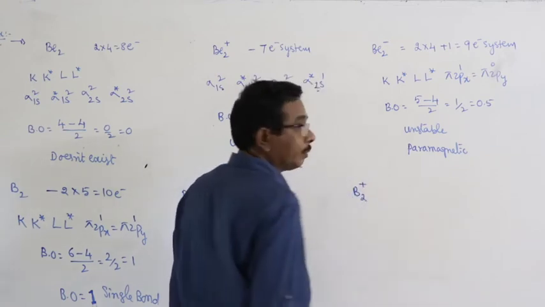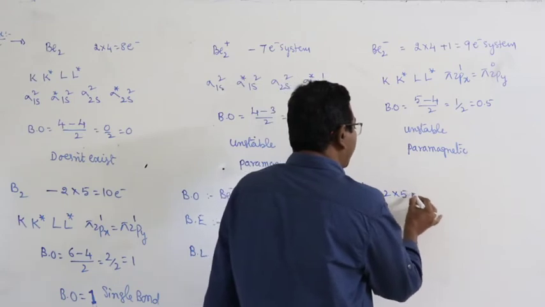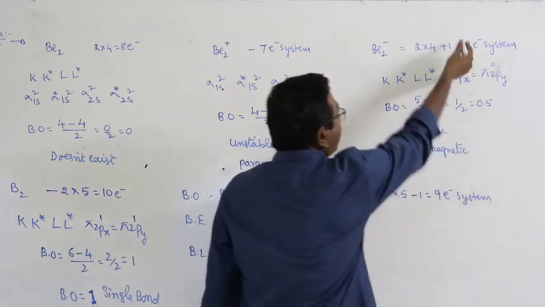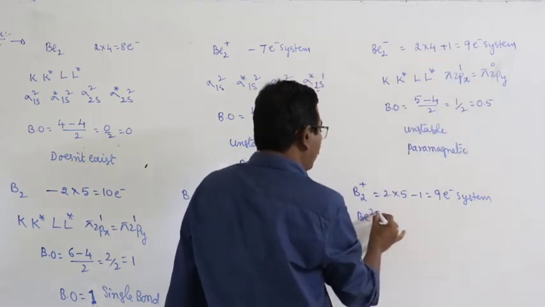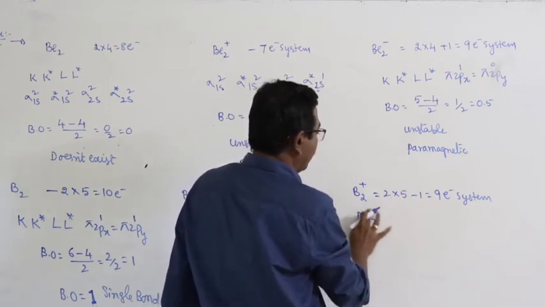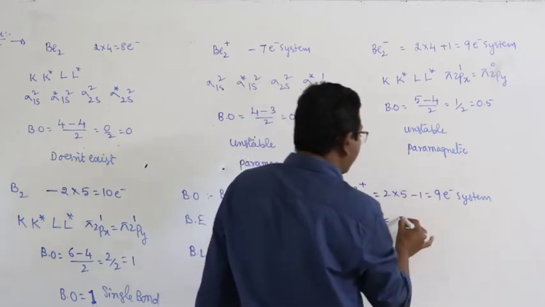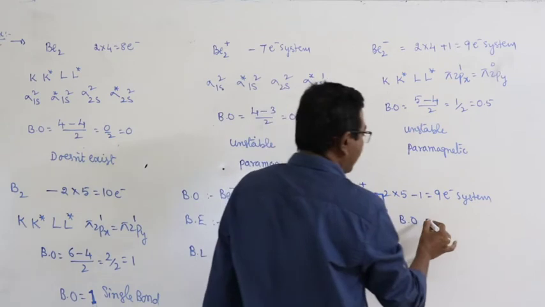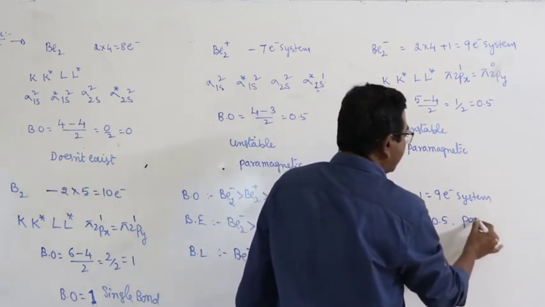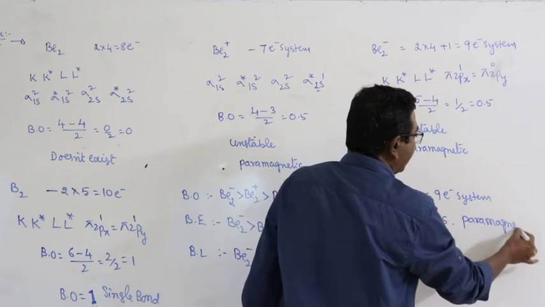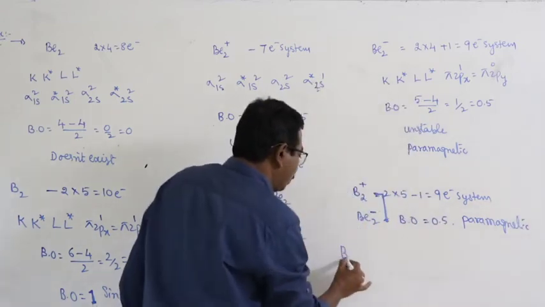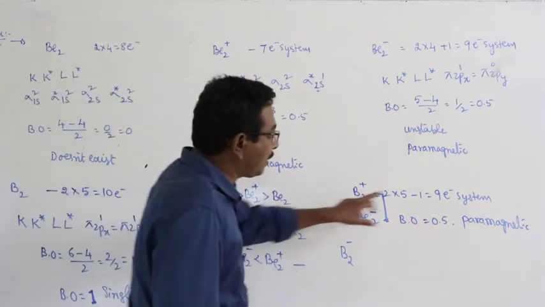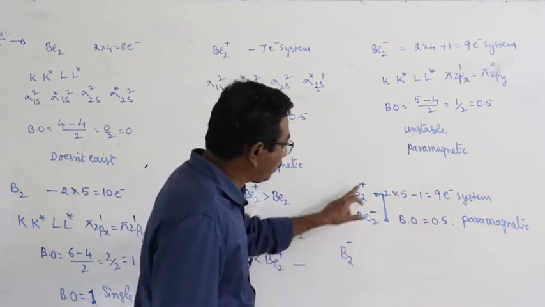B2 plus means 2 into 5 minus 1, that is equal to 9 electron system. You have no need to write, same as that of B2 minus. What about the bond order? Bond order for these two, B2 plus and B2 minus, is equal to 0.5. And the species nature paramagnetic. Okay. B2, 10 electron system. B2 plus, 9 electron system.